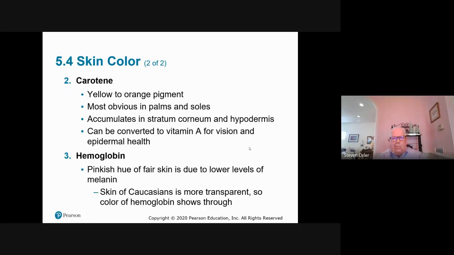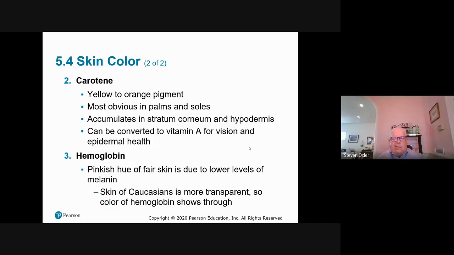Skin color, number 2: carotene. Carotene is a yellow to orange pigment that's the most obvious in the creases of your body, and the creases of your body basically are your palms and soles. It accumulates in the epidermis at the stratum corneum and in the hypodermis. It can be converted to vitamin A for vision and epidermal health. So your skin produces vitamin A.